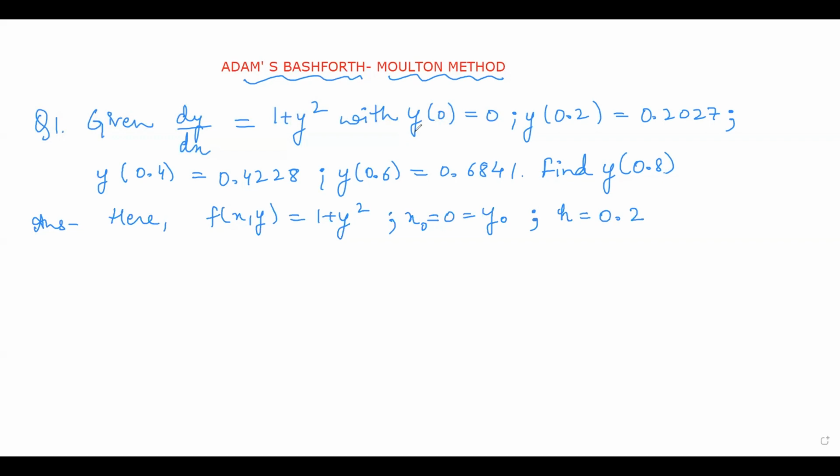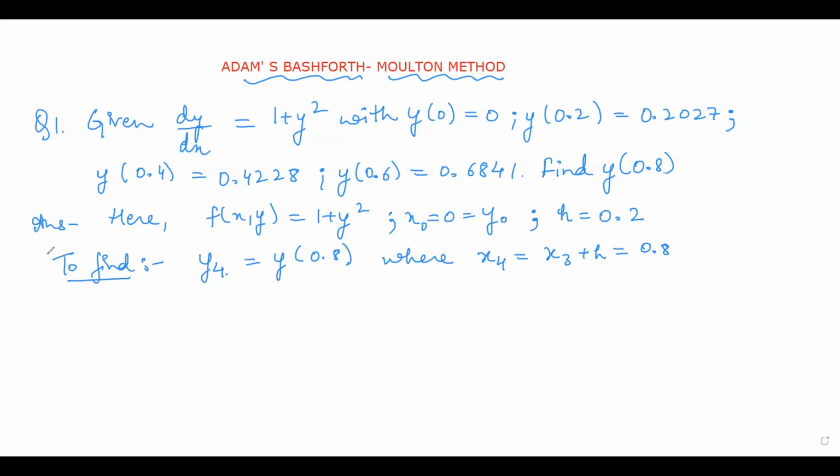So now let us consider the formula, and before moving ahead to the formula, I will be finding the values of f of x, y. So let me just write here, to find y at 4, which is nothing but y at 0.8, where my x4 is x3 plus h, that is 0.8. So I need to find the value of y4, that is at x4.